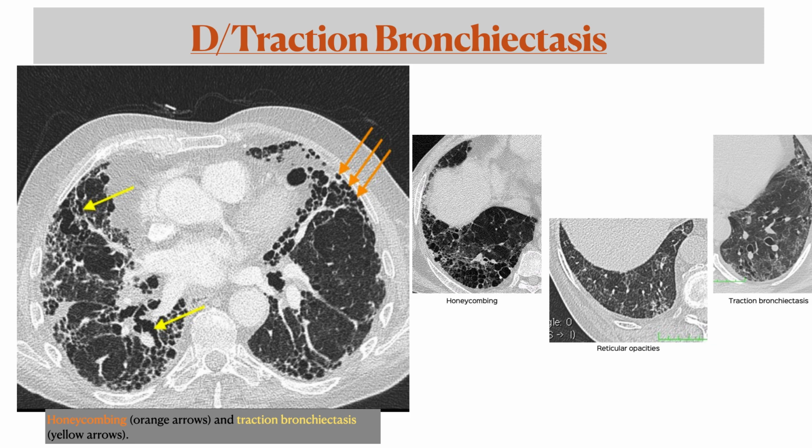And here in the first image we have the high resolution CT, which shows some fibrotic changes which predominate in the lung bases and subpleural regions. They are associated with honeycombing, which is shown here in this image with orange arrows, and traction bronchiectasis, which is shown with the yellow arrows.